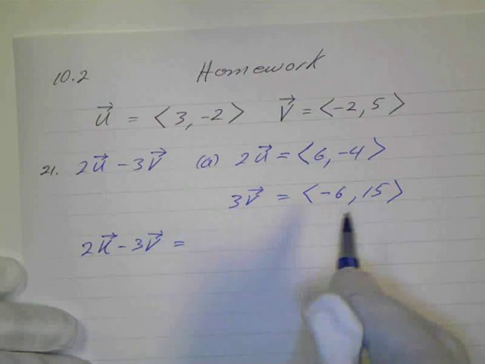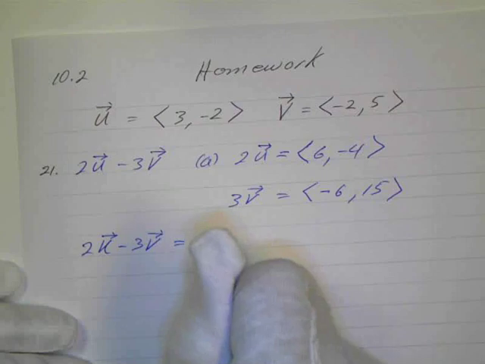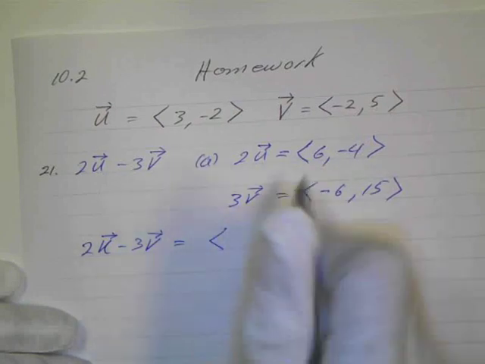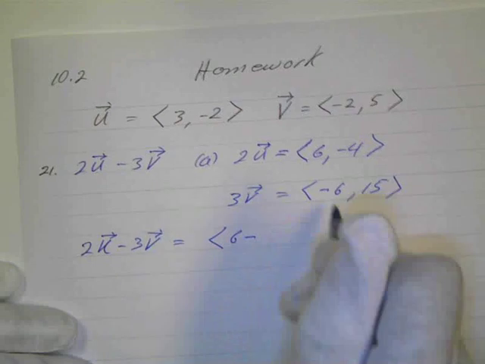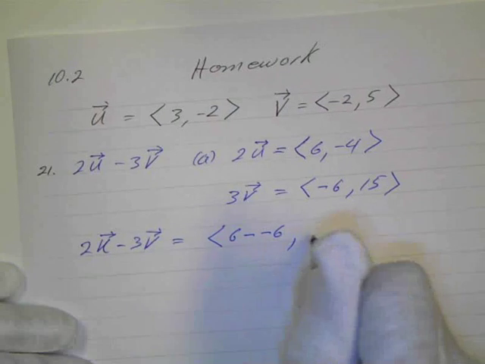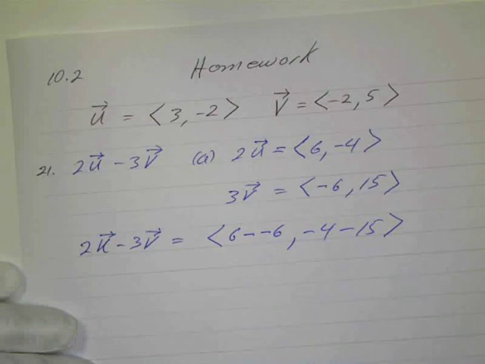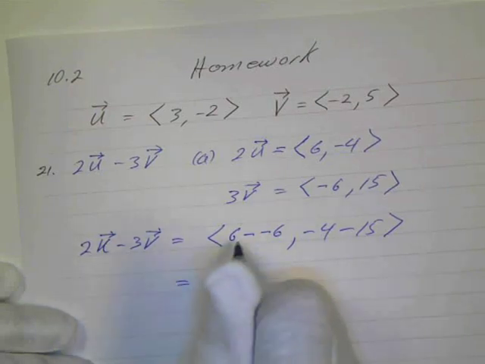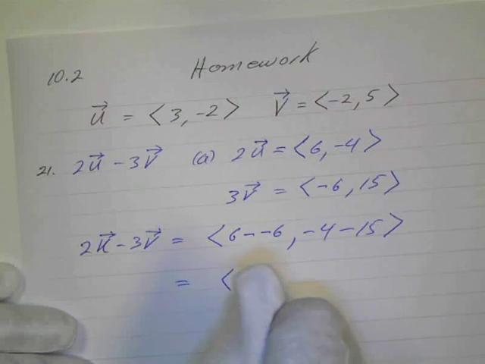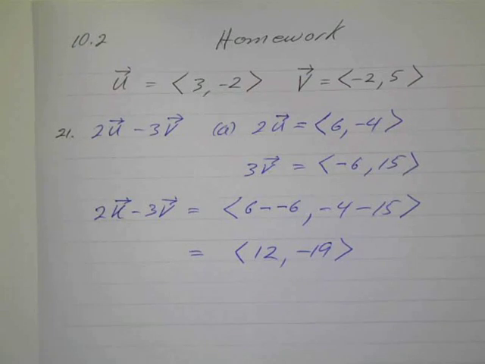So now we're going to take 2u minus 3v, so we'll just subtract 3v from this. So this would be 2u, the horizontal components would be 6 minus negative 6, and then minus 4, or negative 4 minus 15. And that's going to equal 12, minus 19. So that's what you got there. So that's the vector. It's pretty easy.